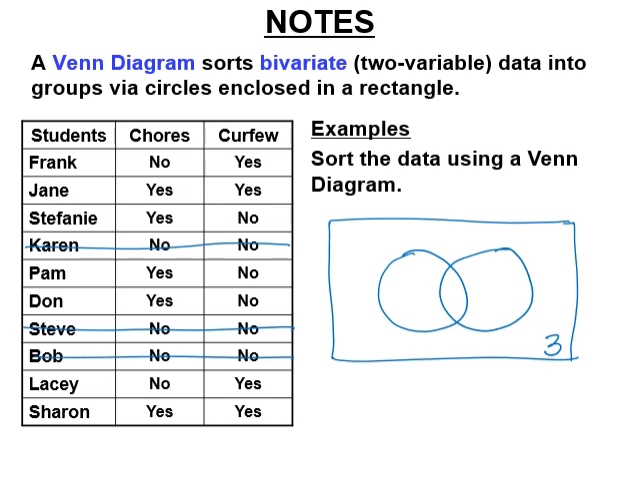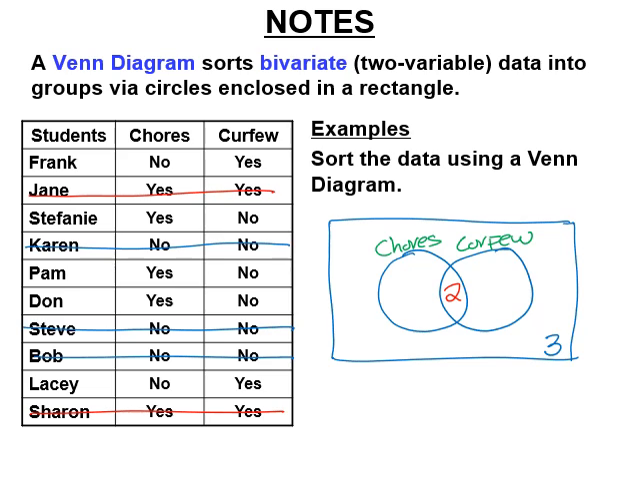Okay. The people that had both chores and a curfew, let's use a different color. Jane had both, and Sharon had both. So they go there. Then we're going to label the next one. We'll label this side curfew. Oh, I did it the other way, so let me get my eraser. So we'll do chores here and curfew here.